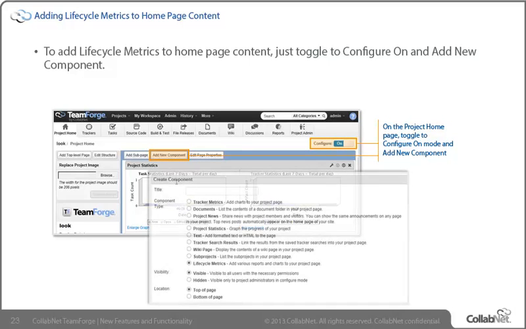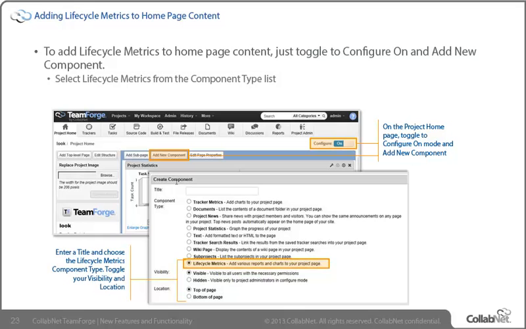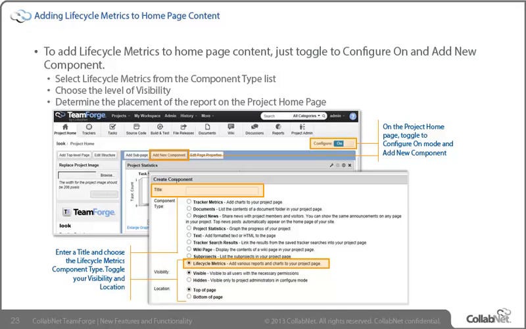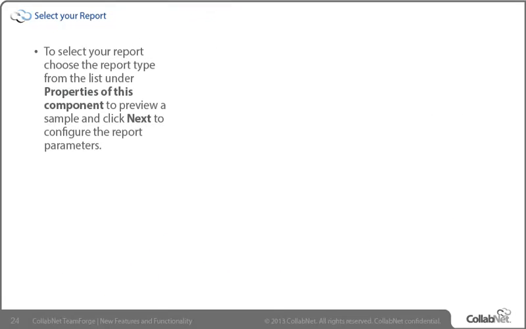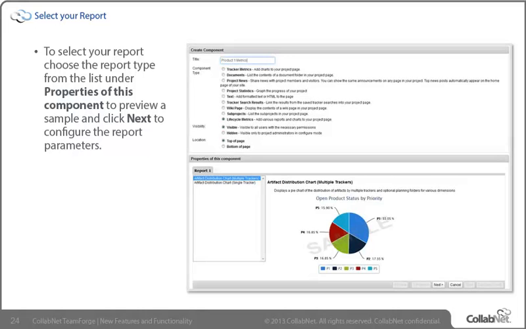To add the lifecycle metrics to your homepage content, you'll need to add a new component while in Configure On mode. Choose Lifecycle Metrics from the component type list and make your choices for visibility and location for the new component. Don't forget to add a descriptive title, which may help to distinguish between variations of the same report type. After selecting the Lifecycle Metrics component, you'll be able to choose the report type.